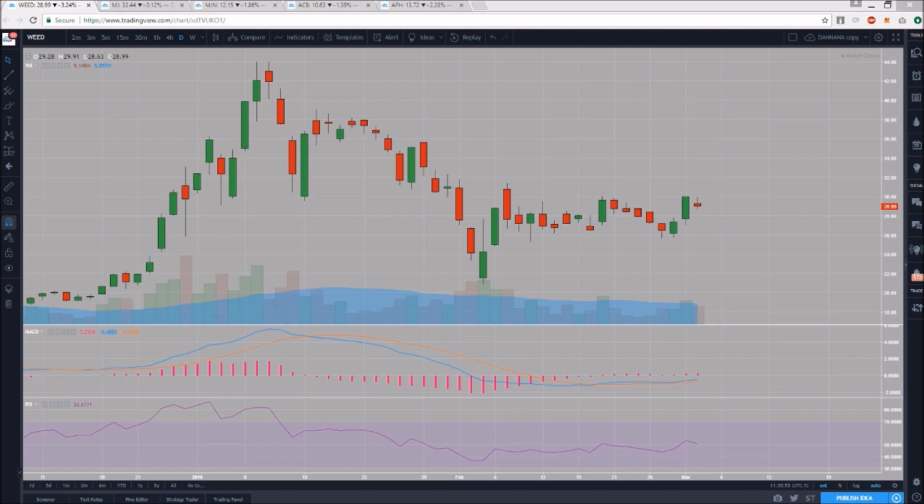We're going to start it off looking at WEED and going over the trade that did not work out in terms of the short-term trade on Friday with the open, and just want to talk about that a little bit, the psychology of it and how we react to it.